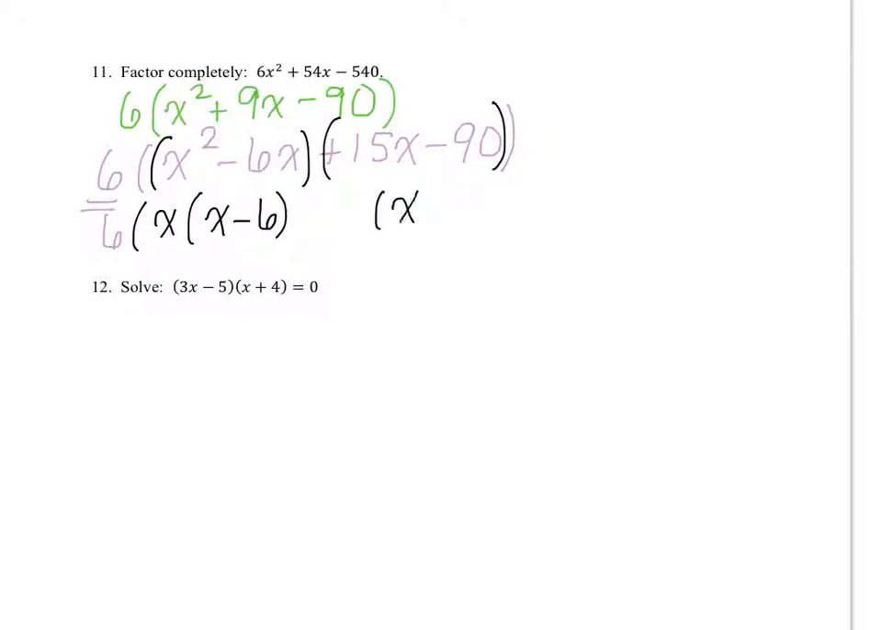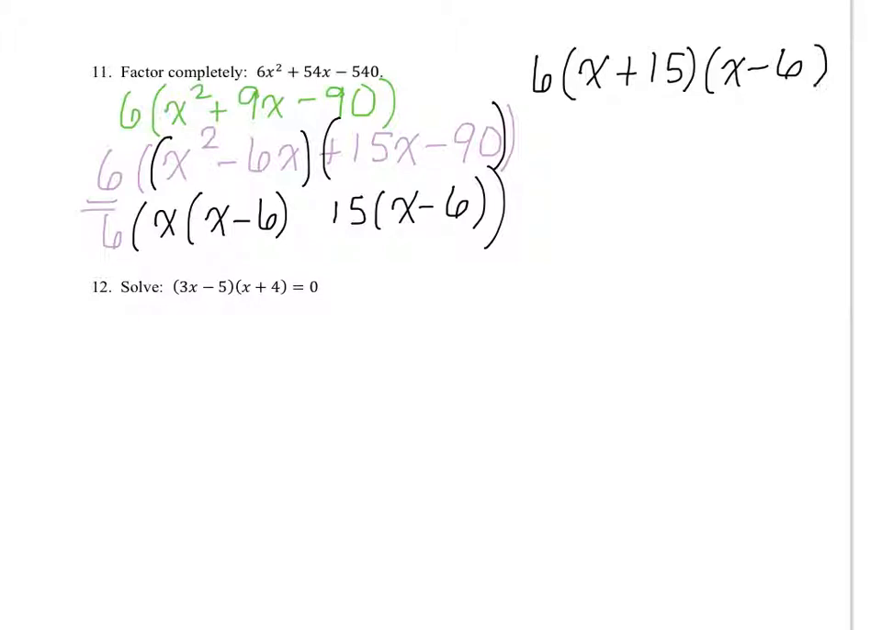Remember that you have to have the same thing on the other side, so you have x minus 6. Let's pull out a 15. And what you have is 6 times x plus 15 times x minus 6. And that would be factored completely.